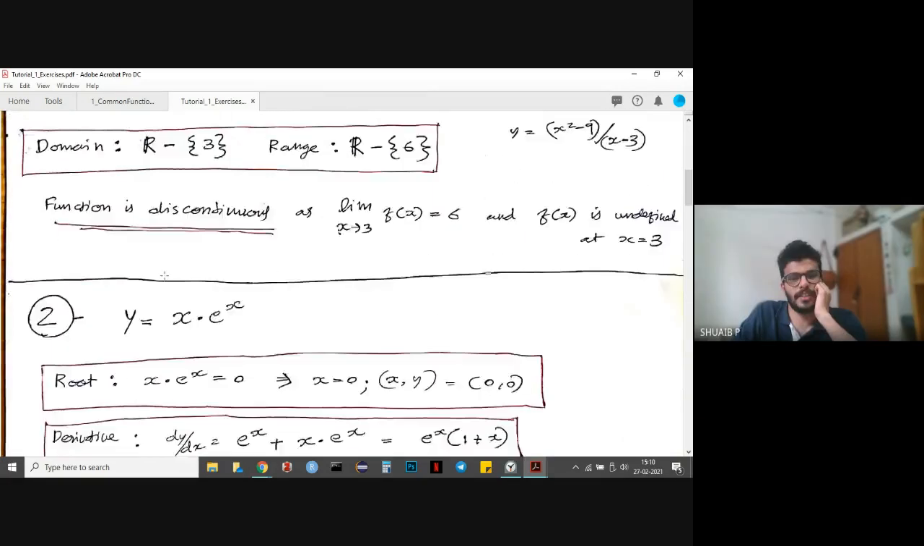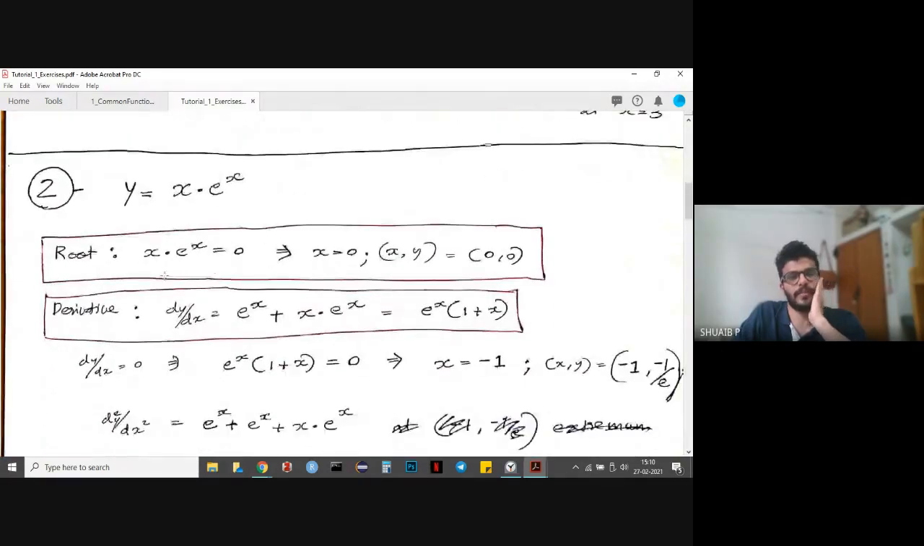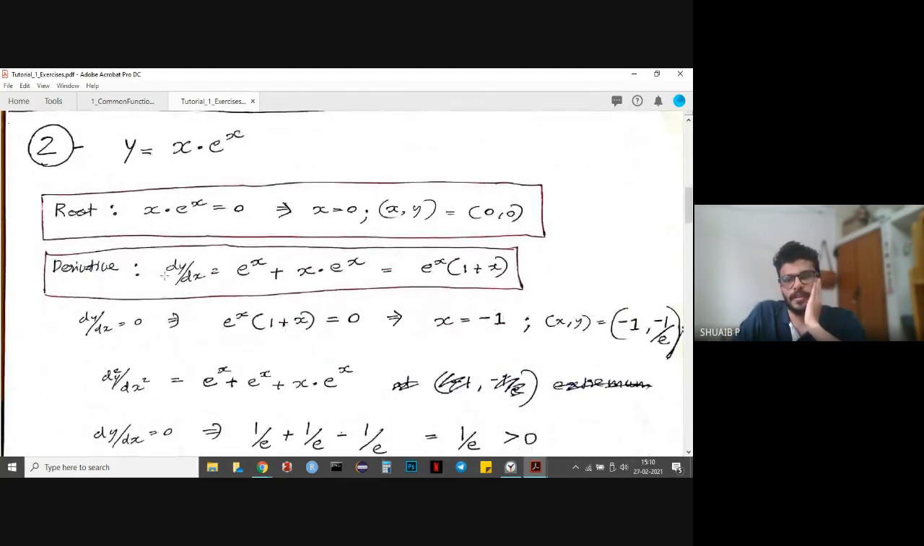Okay. So I think we can move on to the second one now. Yeah. So for the second one, we can find the root and it will be 0 as e raised to x is always positive.